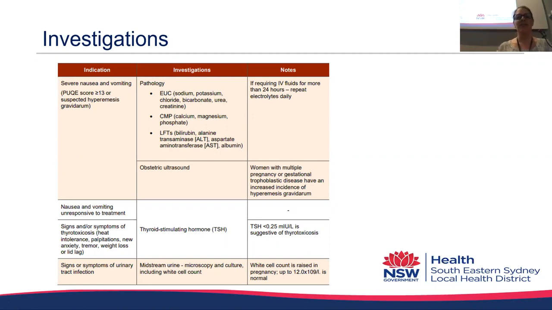Measurement of beta HCG is of no practical value for the diagnosis or management of HG. The table currently on screen is taken straight from the guidelines and should be utilised for recommended investigations of women with a clinical presentation of NVP or HG.